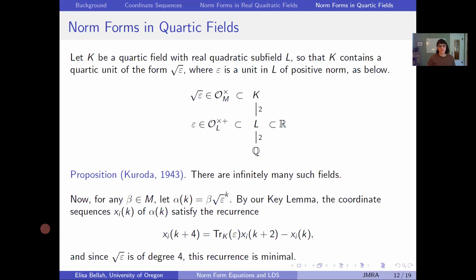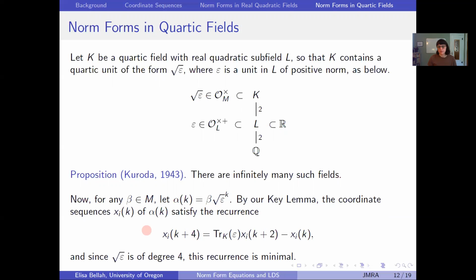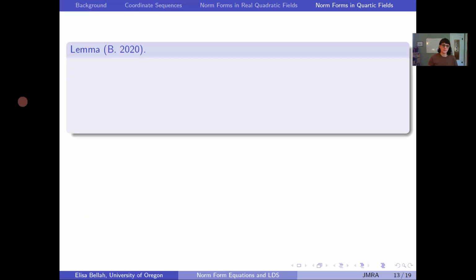So this is saying that my coordinate sequences of alpha k are all order 4 linear recurrence sequences with this recurrence here. Okay, so right, my recurrence isn't going to change, it's fixed. What I can change is my initial conditions. So sort of the first question is, what initial conditions, if any, would make this a linear divisibility sequence? And I'll just write that in a separate lemma.